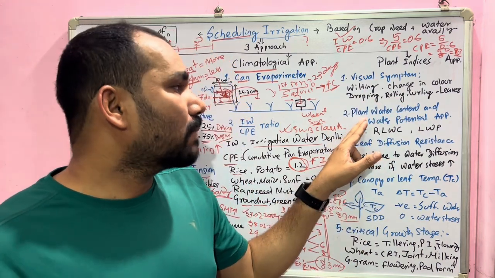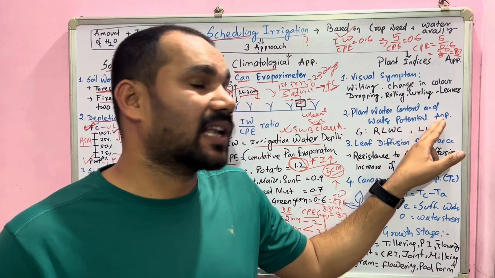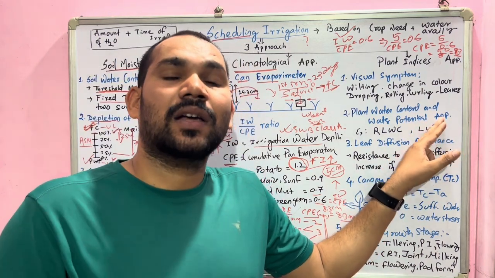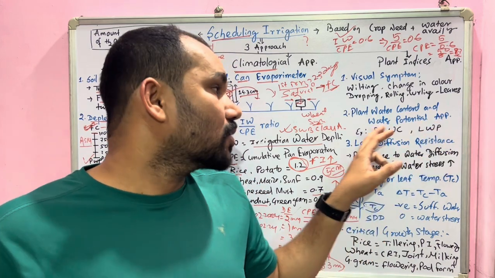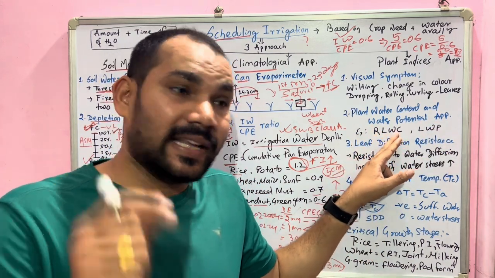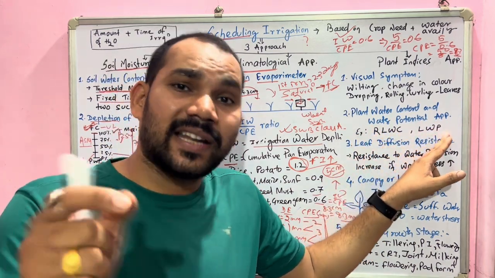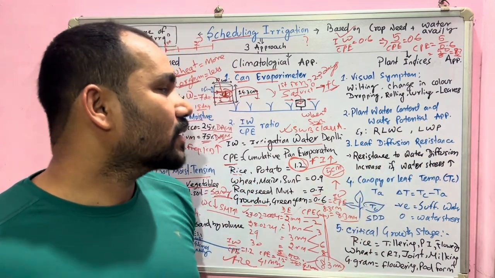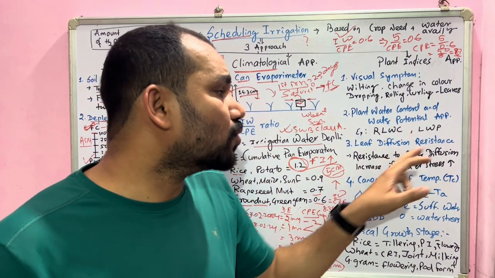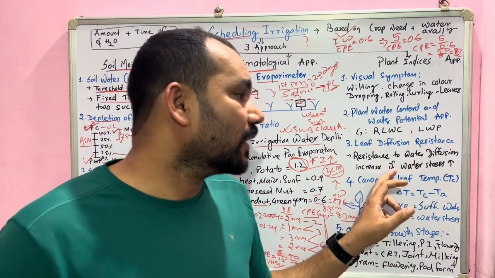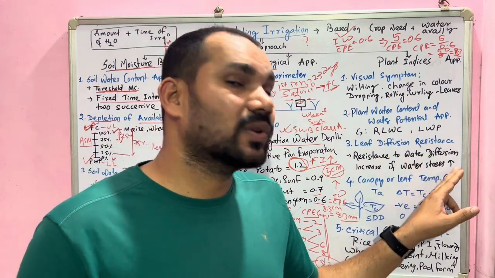Second one, plant water content and water potential approach. आपको पता है अगर सॉइल में पानी नहीं है तो प्लांट में भी पानी नहीं होगा. So relative leaf water content will decrease, leaf water potential will decrease. Very simple. Then coming to leaf diffusion resistance. Resistance to water diffusion if water stress will increase.